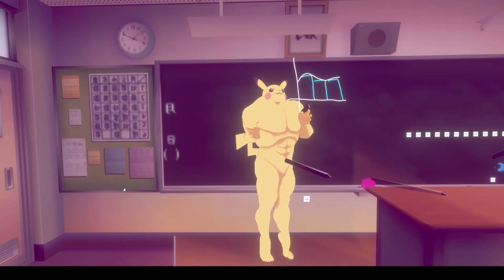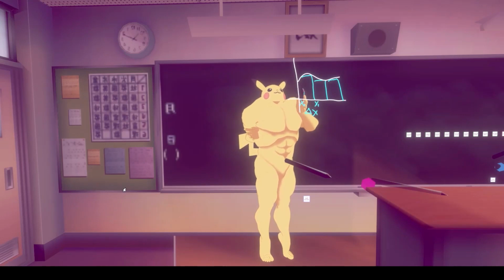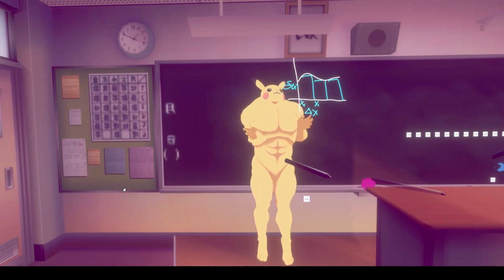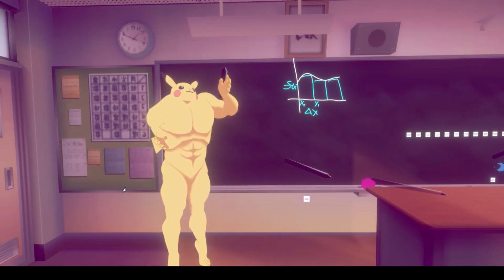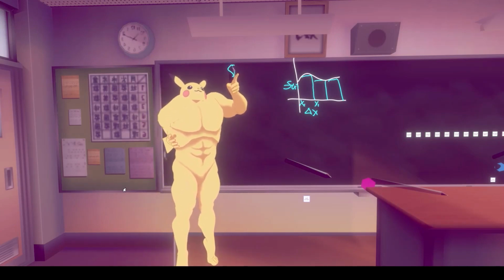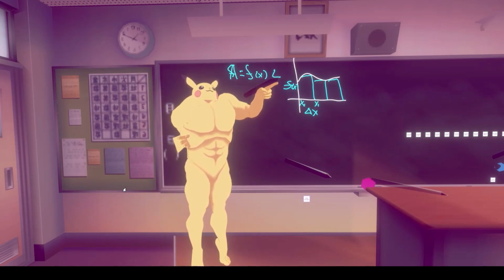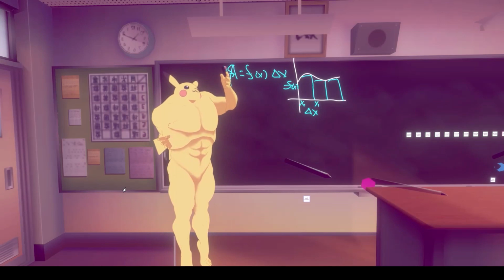So we know that the area of a rectangle is the width times the height, and the width here is gonna be x1 minus x0, or in other words, delta x. And the height, well, that's gonna be just f of x. And that's the area of one of our rectangles. So let's write it in a formula. That's going to be the area is equal to f of x times delta x. However, that's only for one rectangle.